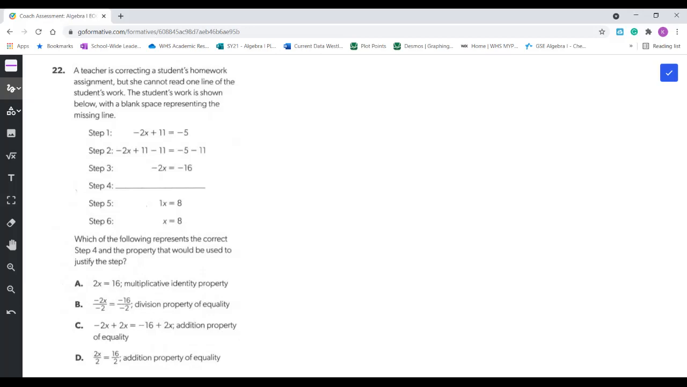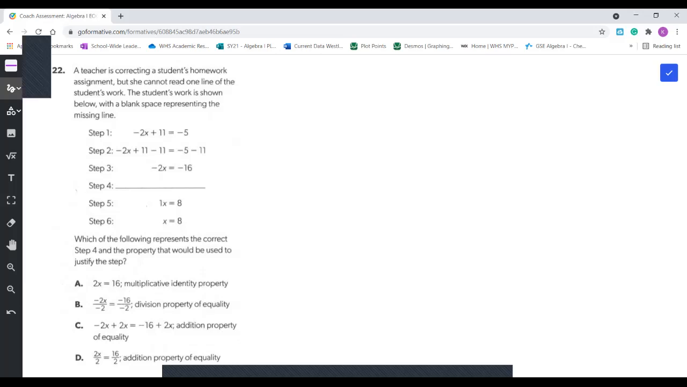Well, let's see what's going on. All right, we got this equation. Negative 2x plus 11 equals negative 5. All right. Looks like they subtracted 11 on both sides. That's what you see here, minus 11, minus 11. All right, that's the subtraction property of equality. Cool. So now we're left with, all right, this becomes 0. And you're left with negative 2x is equal to negative 16.